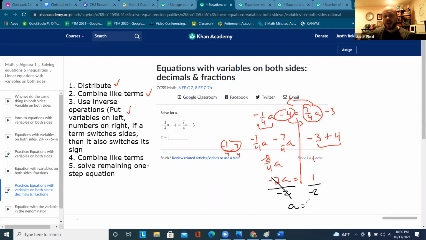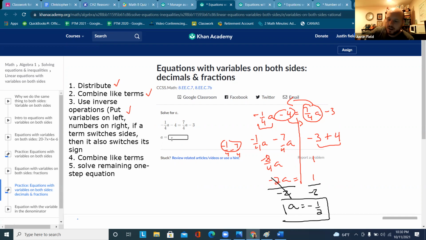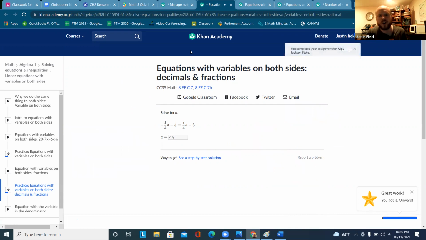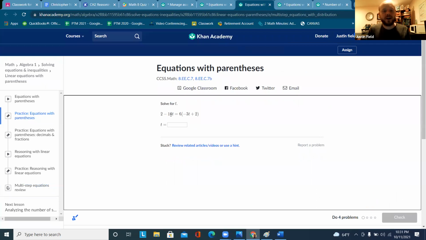A lot of people don't like to do equations if they don't end up with a whole number. But in life, your answers are not always whole numbers. And this answer is -1/2. Let's see if I'm right. -1/2. Woo, got it. Make sure you have all that written down. It's all correct information.